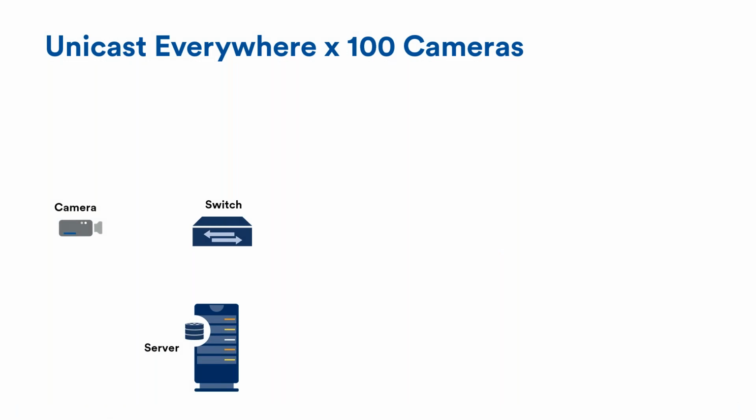So our other example was a single camera. Now let's say we have 100 cameras in the environment. So we have a camera connected to a switch, and we have our archiver server managing these cameras. And we have 100 streams, 100 cameras, each streaming at 2 megabits per second. So this is a total of 200 megabits per second coming into the archiver for recording.